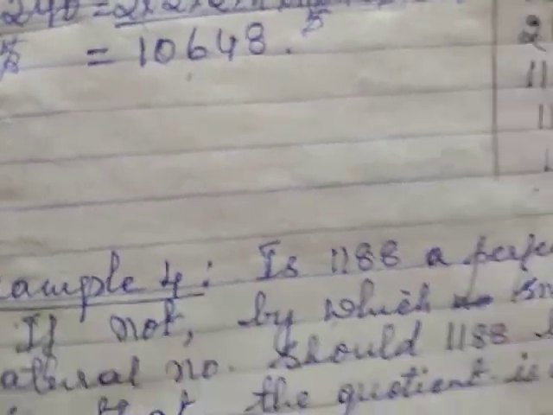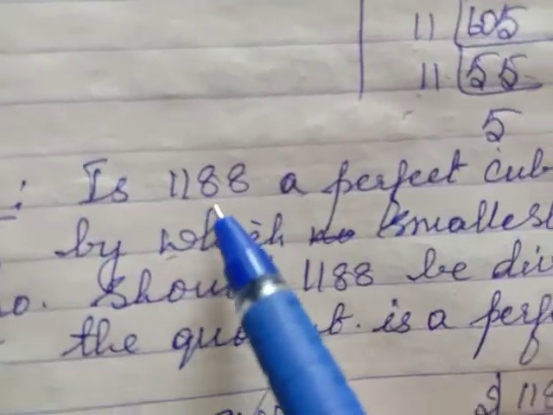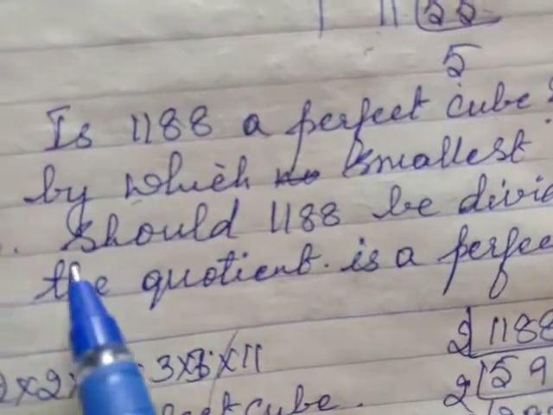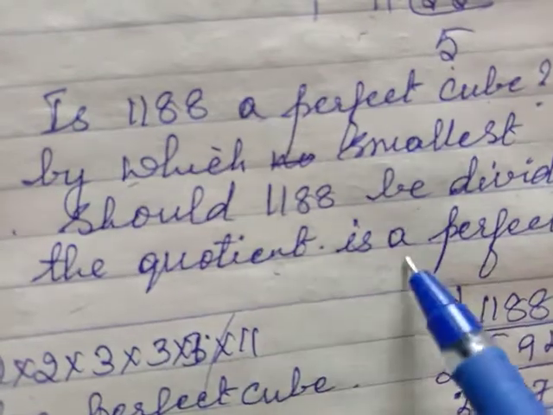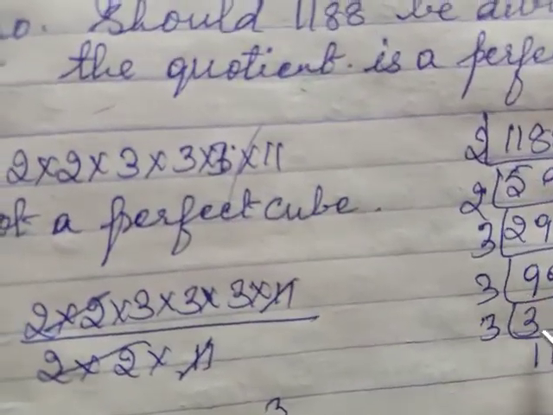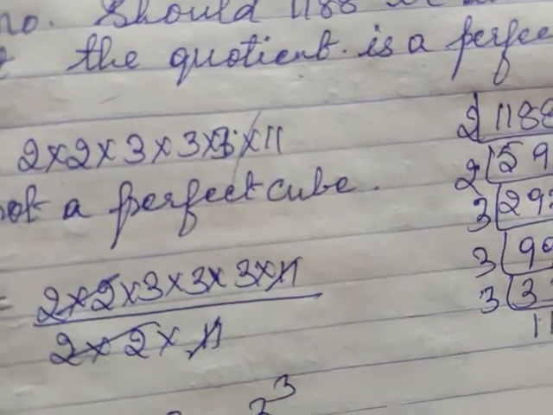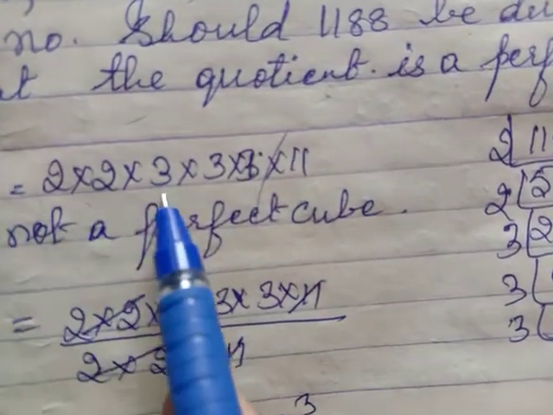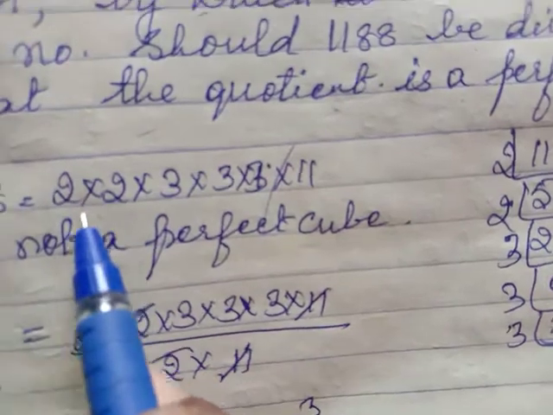Okay children, let us move to example 4. Is 1188 a perfect cube? If not, by which smallest natural number should this be divided so that the quotient is a perfect cube? In a similar way, you can see here factorizing. Then here you got 11. Then only 11 you have. So that means here 11, and 2 is only there twice.